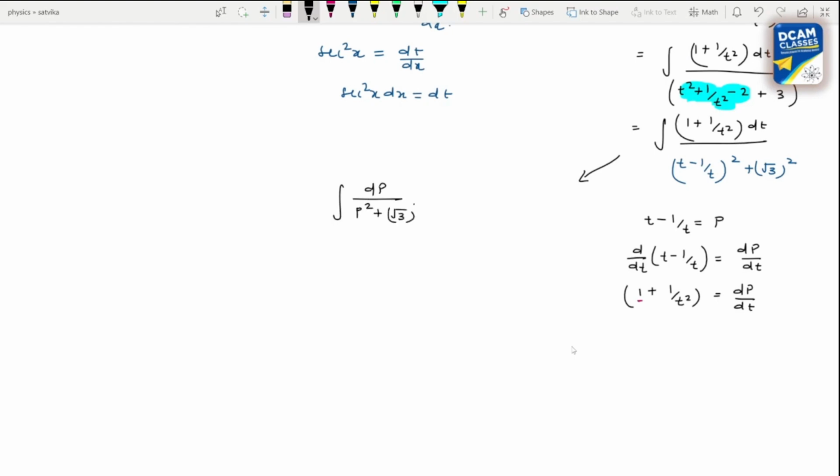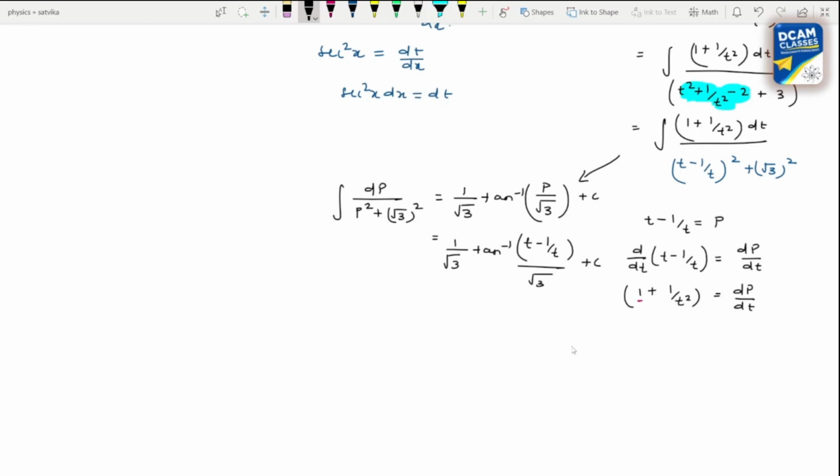Now do you remember this is the formula for what? The integral of dx by x square plus a square, the formula that you have just applied. So the answer should be 1 by a tan inverse x by a. Now if you substitute p, you will get 1 by root 3 tan inverse of t minus 1 by t divided by root 3 plus c.